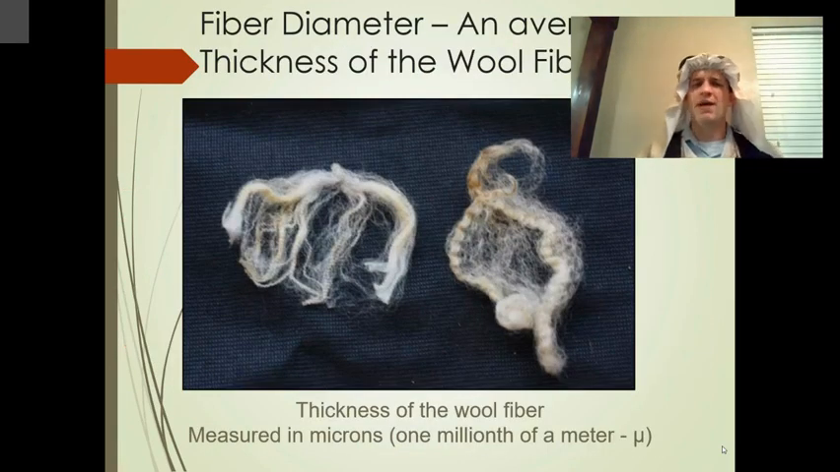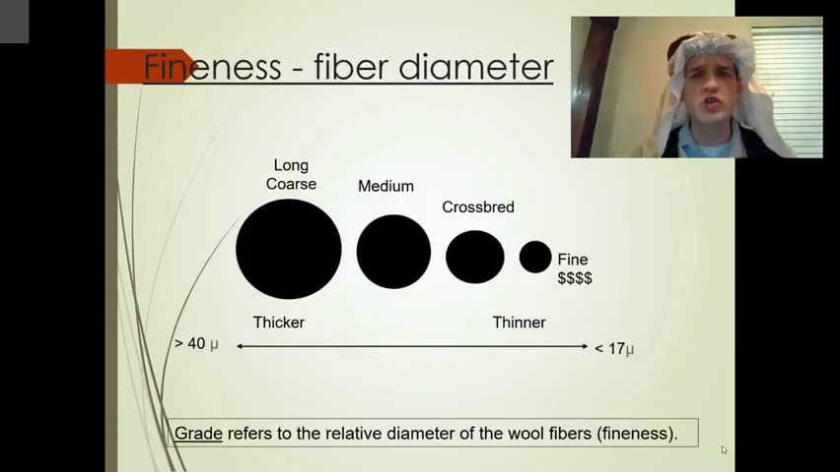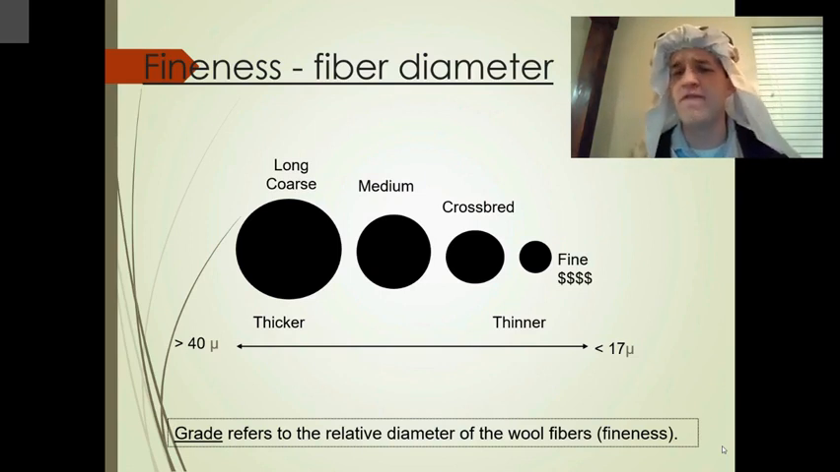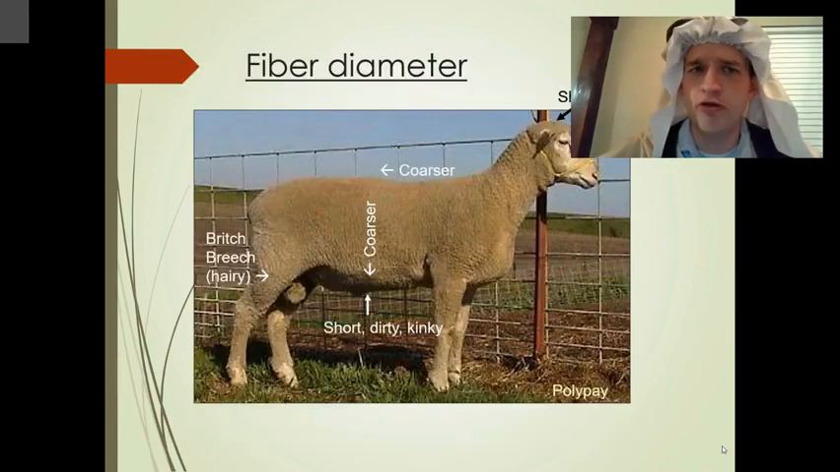When we look at fiber diameter, this means how big around is the wool on these sheep. And so we have coarse wool, you can see on the left there, which is thicker. We measure this in microns. And on the far right, we have fine wool, which is a lot thinner. And typically your fine wool is going to sell for more money.